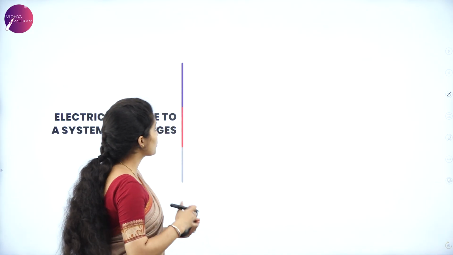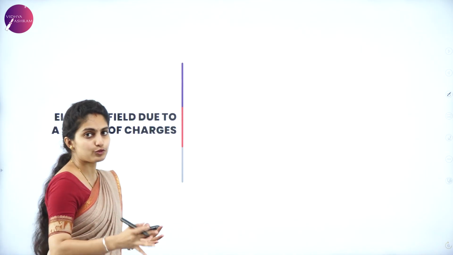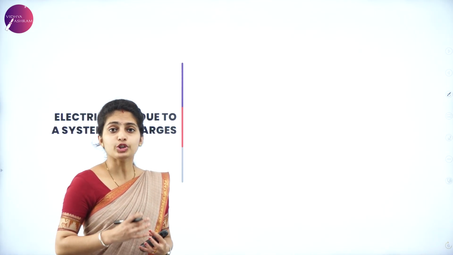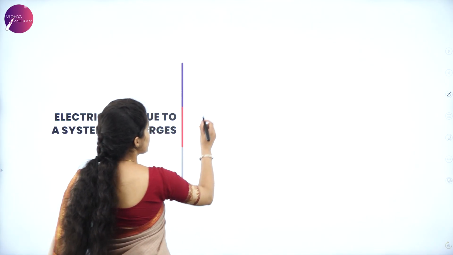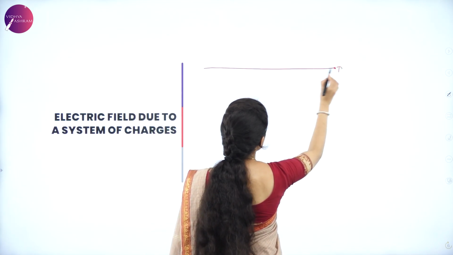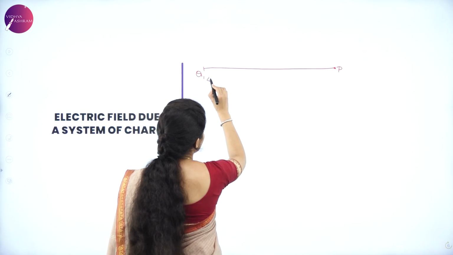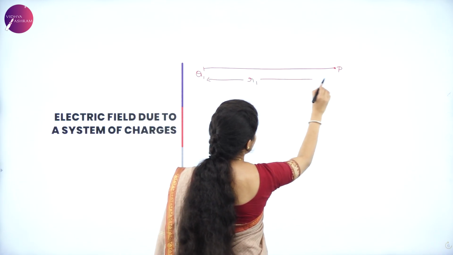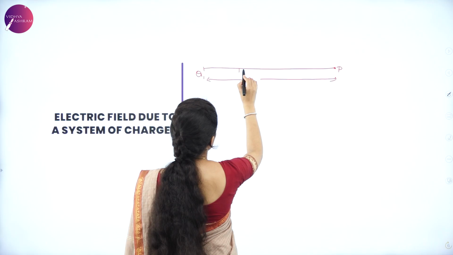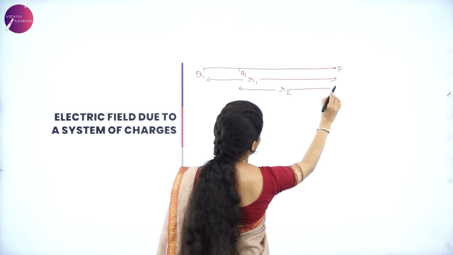Now going on to the next topic, electric field due to a system of charges. In order to calculate the electric field, suppose there is a point P at a certain distance, and there is Q1 at distance R1, and Q2 at distance R2.